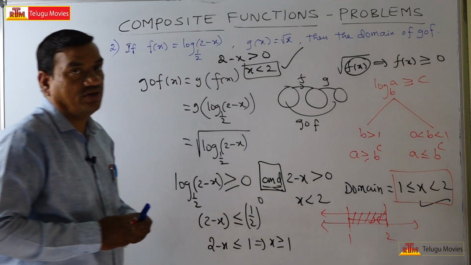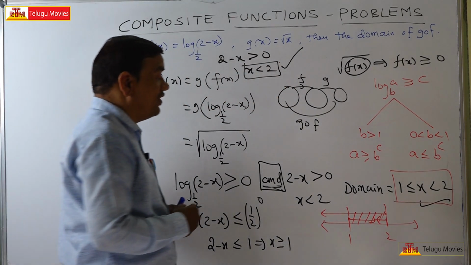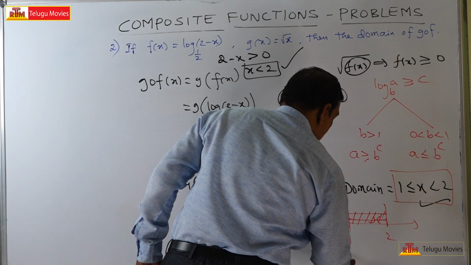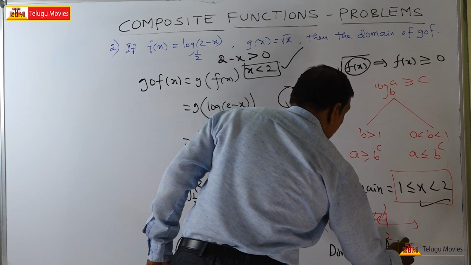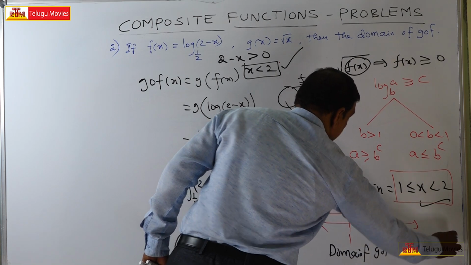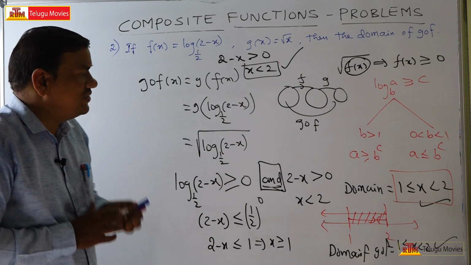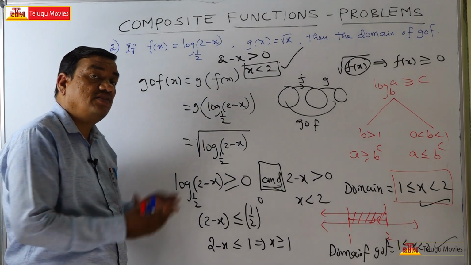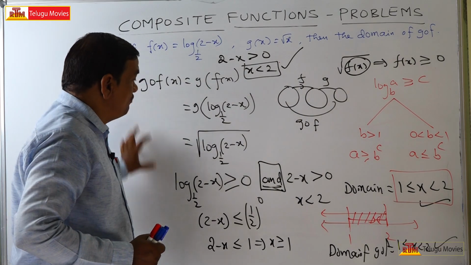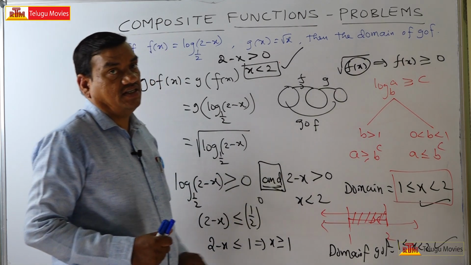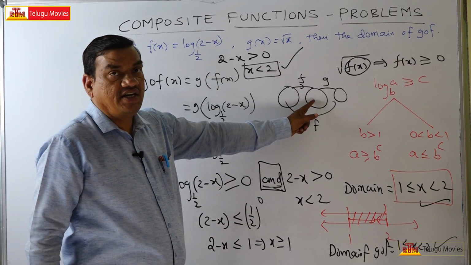That is the intersection part. Now, therefore your domain is the same. Domain of G circle f is equal to 1 less than or equal to x, strictly less than 2. Understand? So from the first model and this model, before concluding the domain of G circle f or f circle G, let us check whether it is right or wrong.